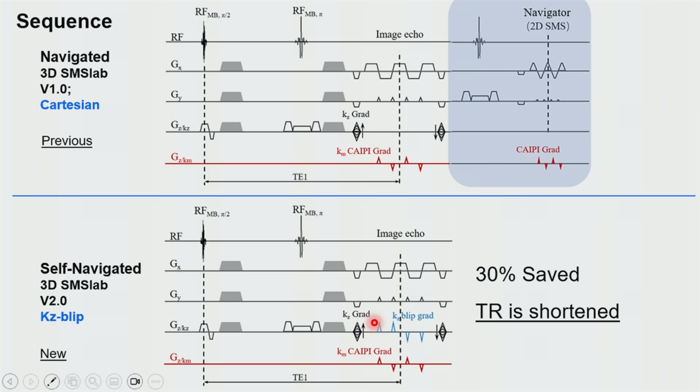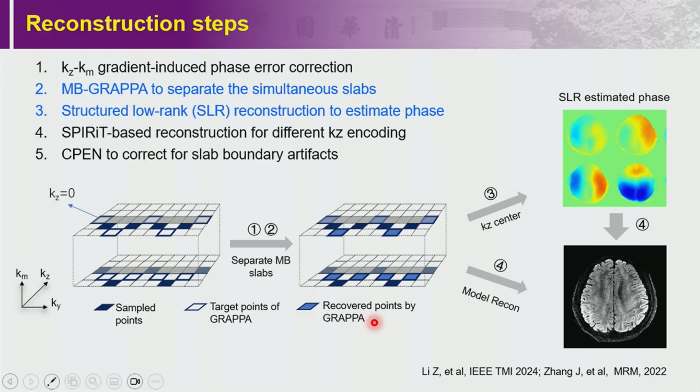For the final recon, you need to correct for the crosstalk effect. For the recon, there are multiple steps. So basically, first we need to use GRAPPA to separate those slabs. Then we do a structured low rank to estimate the phase information.